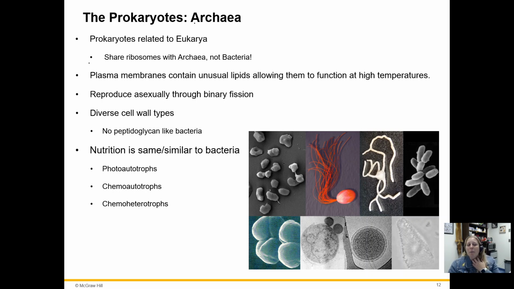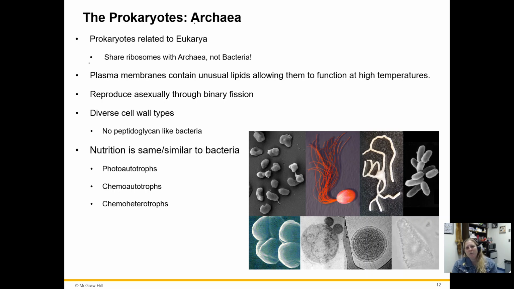They have plasma membranes with really unusual lipids, and as such, archaea are often considered extremophiles, and they love living in extreme environments. If we compare archaea to bacteria, they don't really have common shapes. These are some common archaea in this picture here. They don't have the cell wall made of peptidoglycan like we see in the bacteria.